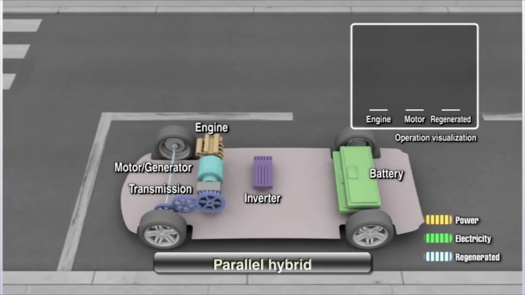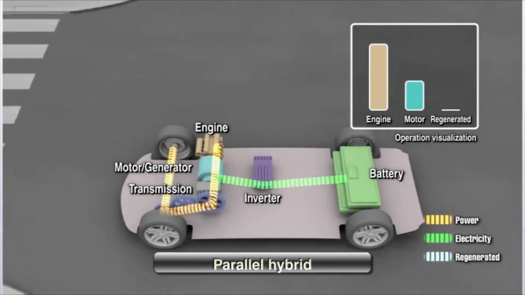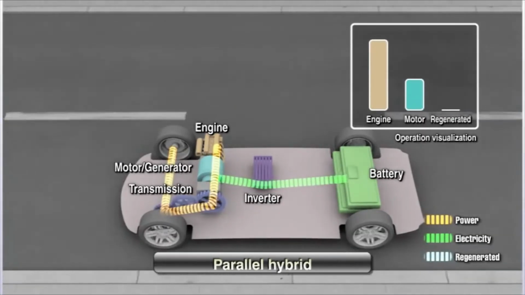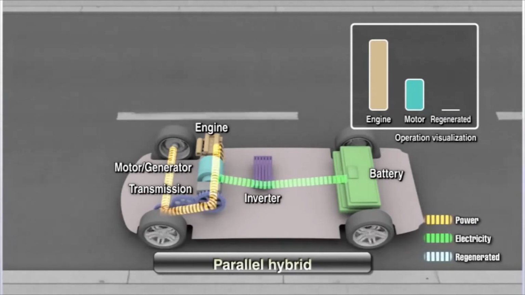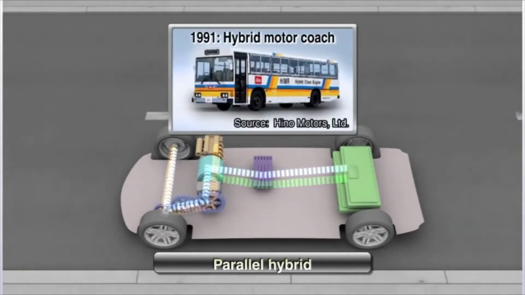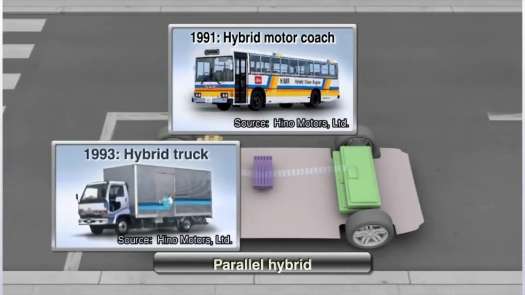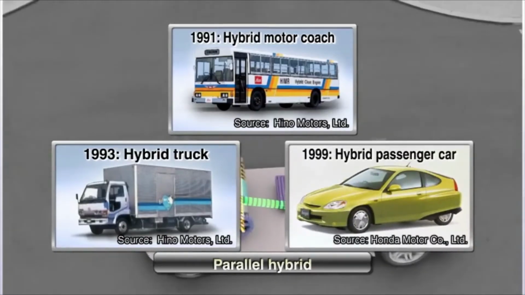In a hybrid car, both regenerative and friction braking work together to produce energy while the moving vehicle is safely brought to a stop. The parallel system was used in the first hybrid motor coach introduced in 1991, followed by trucks in 1993, and passenger cars in 1999.